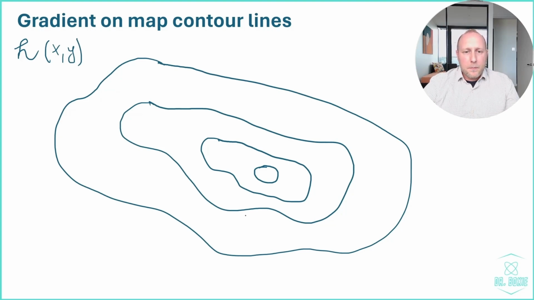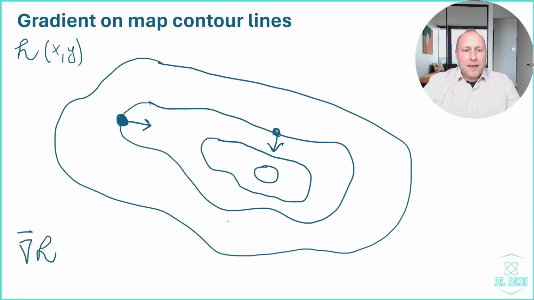What we want to have is at every point on the map an arrow that guides us in the direction in which the increase in altitude is most steep. So for instance, at this point, if you want to increase the height most steeply, you would have to walk in this direction. At this point, you would have to walk in this direction. So what we have is the gradient of h.